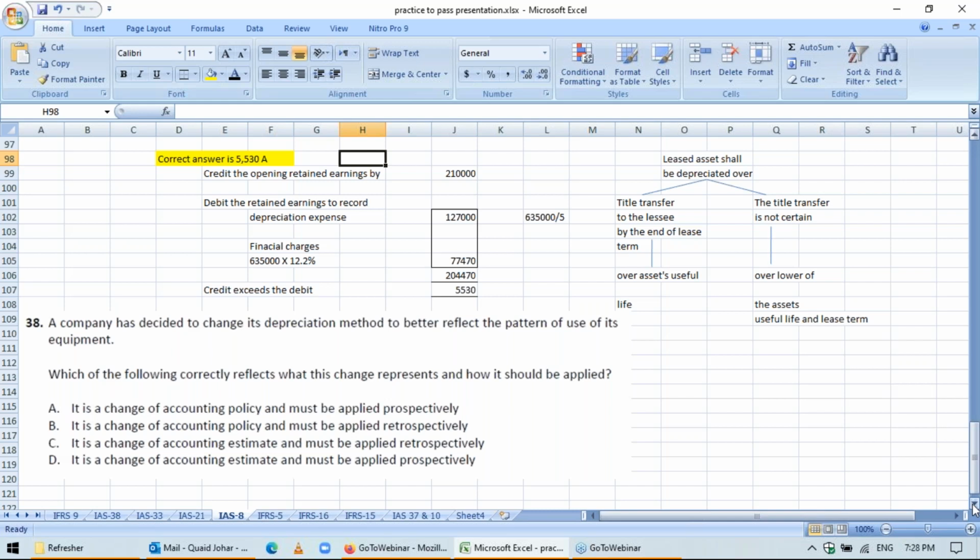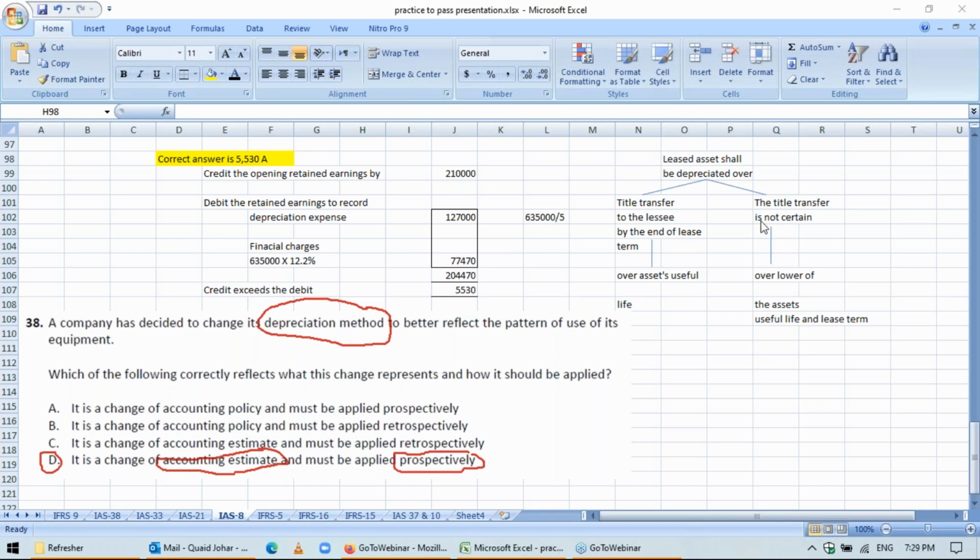Okay, students. What about question 38? I told you about this depreciation method a few minutes ago. Depreciation method, the change in policy or change in estimate. What is it? It's a change in accounting estimate and must be applied prospectively. All changes in accounting estimates are applied prospectively. The correct answer is D.